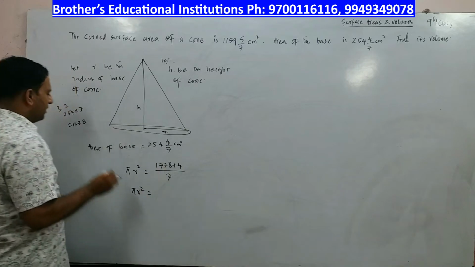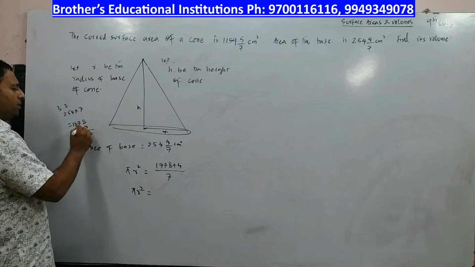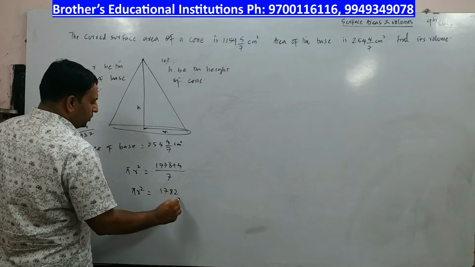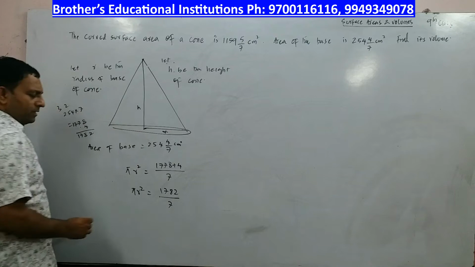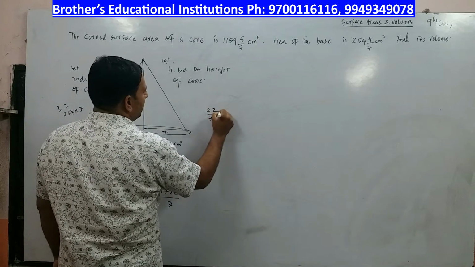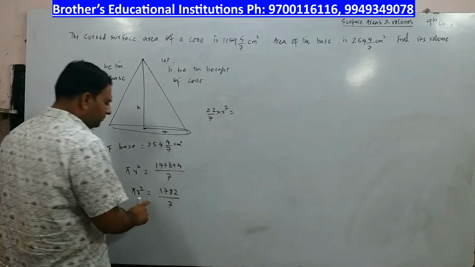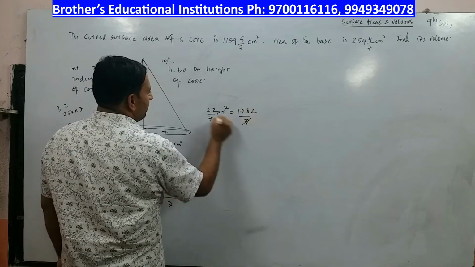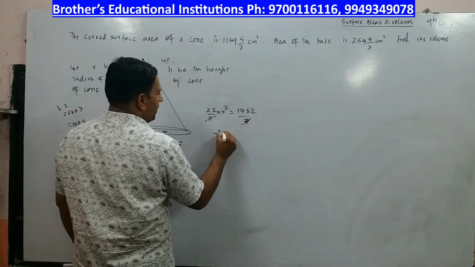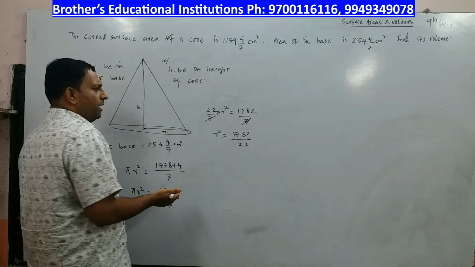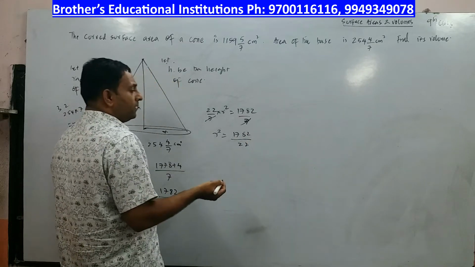What is 1778 plus 4? It will be 1782. It is 1782 divided by 7, and this is pi r square. Now let us go for the next step. Pi is 22 by 7 into r square is equal to 1782 divided by 7. 7 cancel. R square is equal to 1782 divided by 22. Any cancellations are possible, you try to cancel.